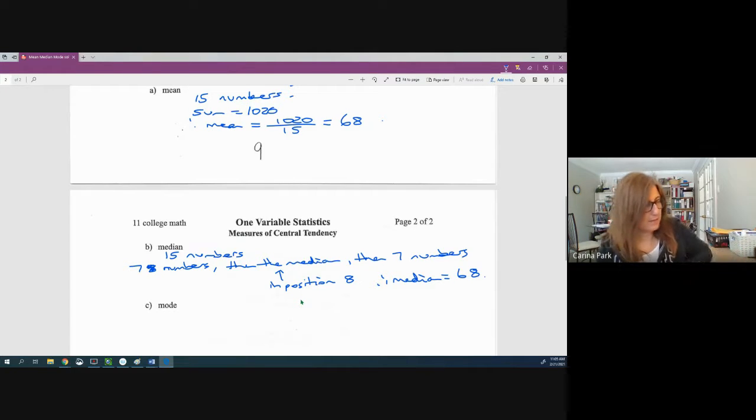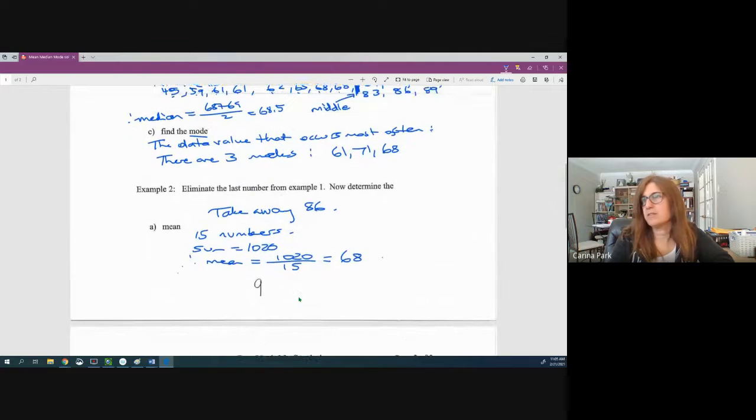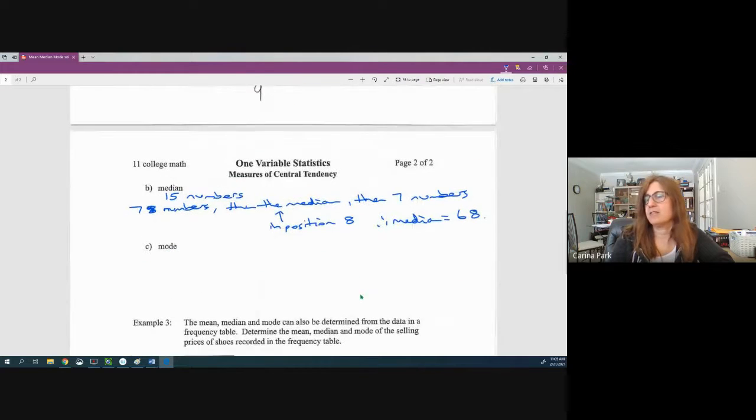Okay, and then the last one is the mode. And so the mode is which one happens more frequently. It's still the same modes, because I took away an 86. My modes were these 3: 61, 71, 68. I took away only 86, so the rest of them are still there. So still 61, 68, and 71. Okay, just put them in proper order. All right, so that's mean, median, and mode. Hopefully that's familiar to you from your past.